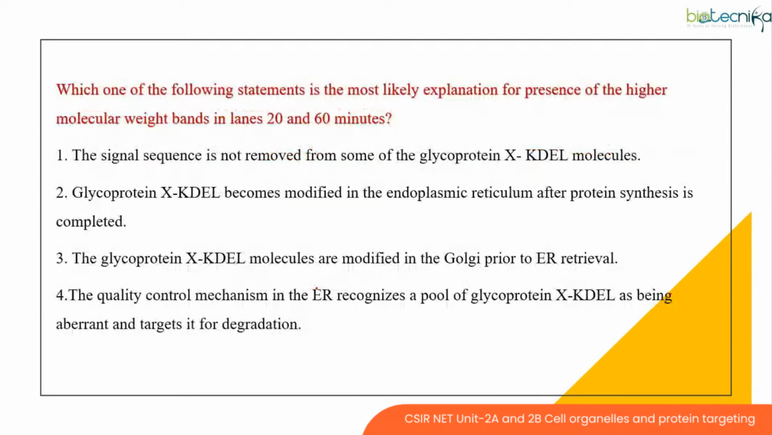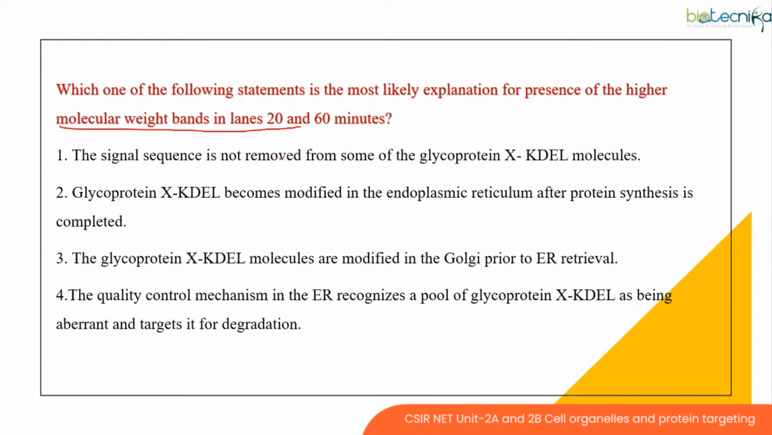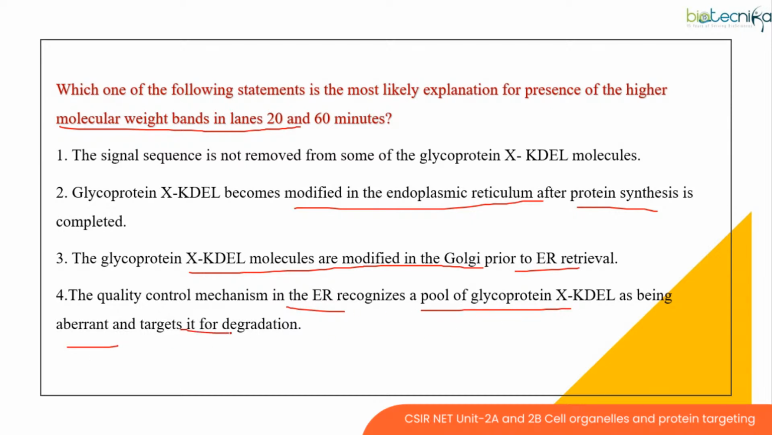Now you have to identify the reason why at 20 and 60 minutes the molecular weight, you can see the width of the band, is higher. What is the reason behind it? The signal sequence is not removed from some of the glycoprotein X-KDEL molecules, or it has been modified in the ER after protein synthesis is completed, or the corresponding protein is modified in the Golgi prior to the ER retrieval. The quality control mechanism in the ER recognizes a pool of protein as aberrant or targeted for degradation. Identify the reason over here.